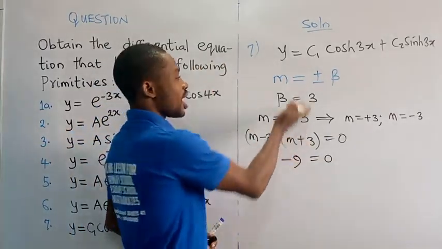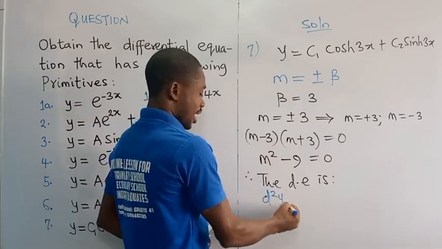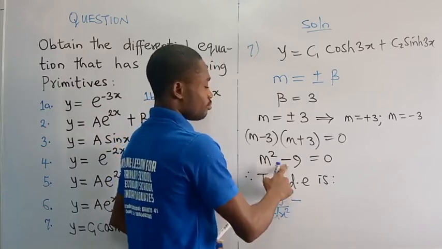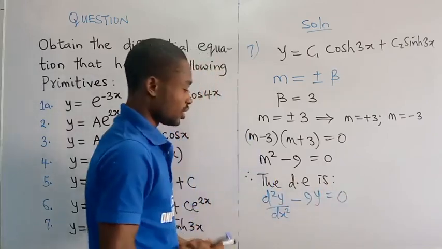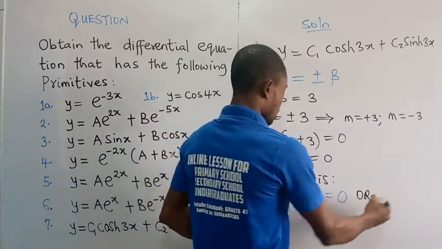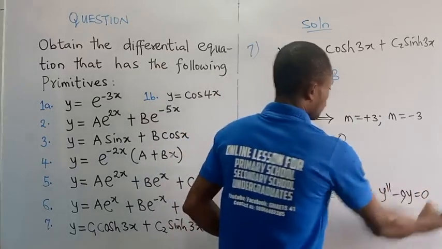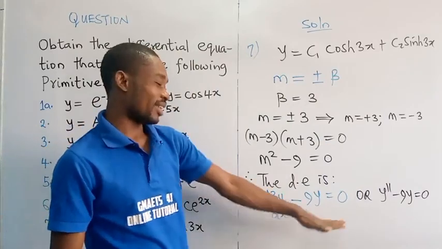The differential equation that has this primitive will now become d squared y over dx squared plus, okay, that's minus this constant 9 will be multiplied by y, and then you equate to what? 0. You can still write the solution as y double prime minus 9y equal to 0. And that's the answer. Now let me show you one funny thing about this guy.